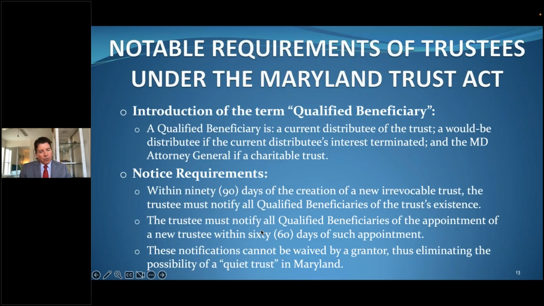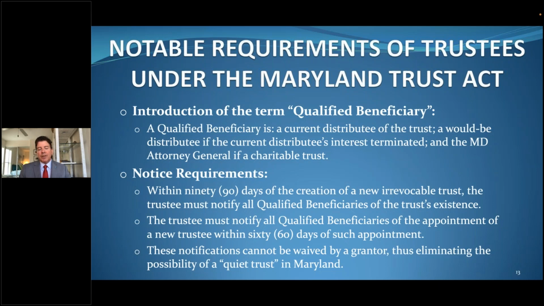Now, one of our wonderful questions just a moment ago was about who gets notice. Remember, as we think about trustees, we have to think about, are they going to do what they're supposed to do? I met with a person recently who's otherwise an excellent trustee. This is a person who does everything, but they did not know about the new requirement under the Maryland Trust Act that when they took over as a trustee, certain notices have to be given to qualified beneficiaries.